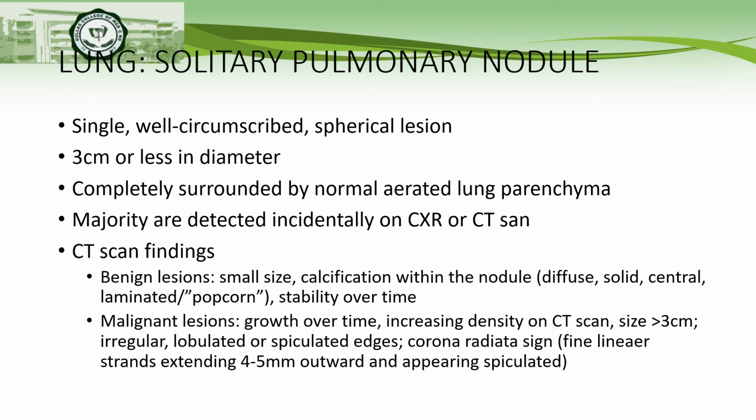CT findings characteristic of malignancy include growth over time, increasing density on CT scan, size of greater than 3 centimeters. The edges are irregular or spiculated or lobulated. And we also have what we call a corona radiata sign, wherein there are fine linear strands extending 4 to 5 millimeters outward and appearing spiculated.